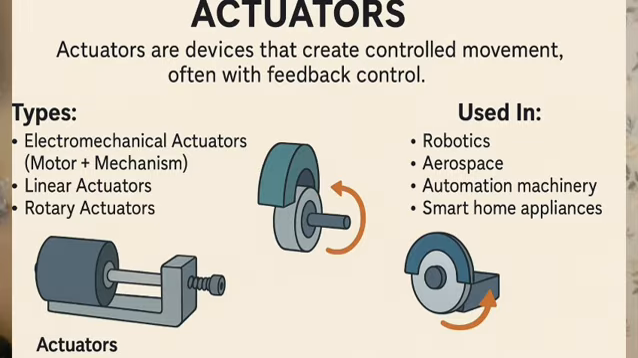Next come actuators. Actuators are devices that create controlled movement. When I say controlled movement, the actuator acts at a certain speed at a certain time, often with feedback control systems. Basically, the types of electromechanical actuators are a combination of motor and mechanism, linear actuators, and rotary actuators, used widely in robotics, aerospace, automation machinery, and smart home appliances.